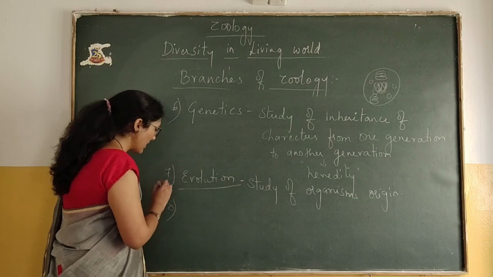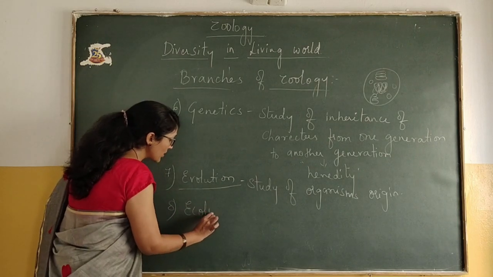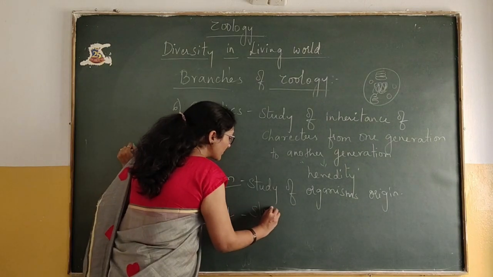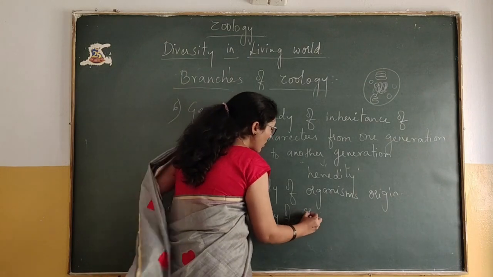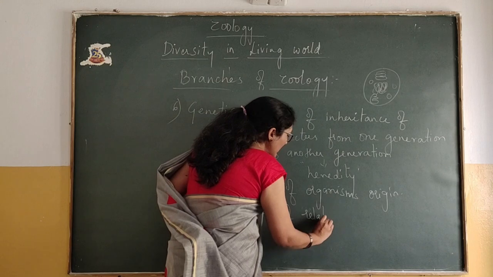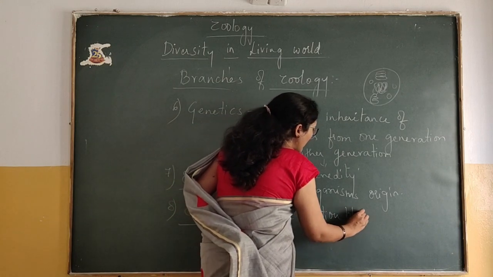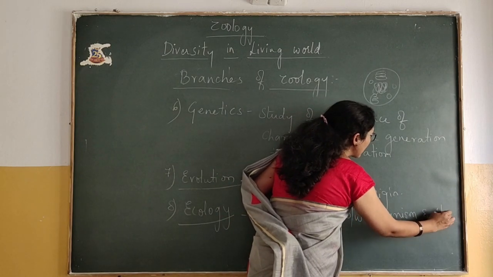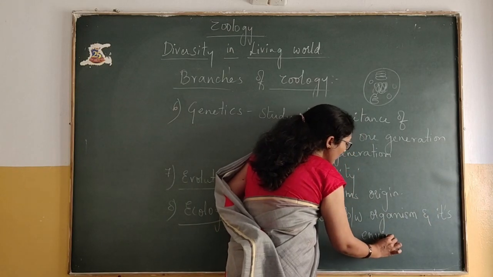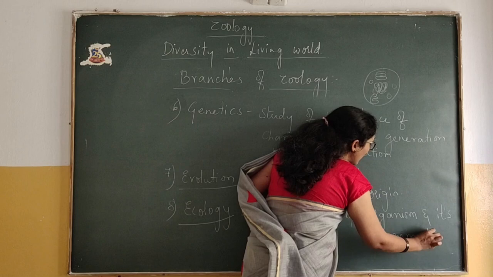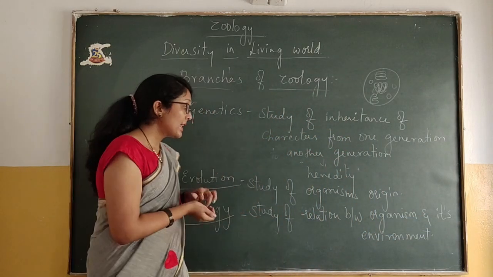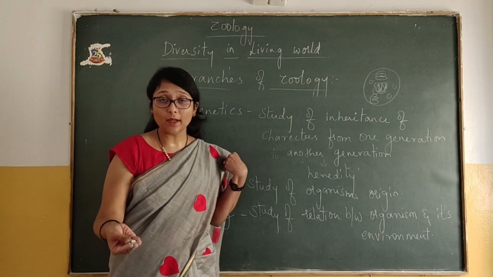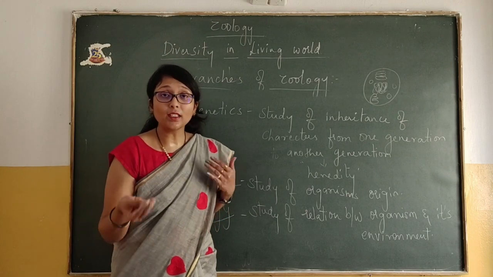Okay, then the next branch is ecology. So what is ecology? Study of relation between organism and its environment. So in this branch, what are you going to study? The relation between the organism and its environment. How the organism is responding to the environment, how it is using it, how it is interacting with the environment.